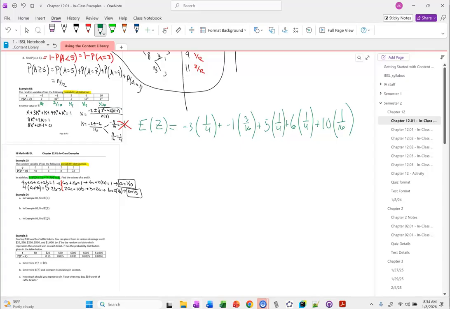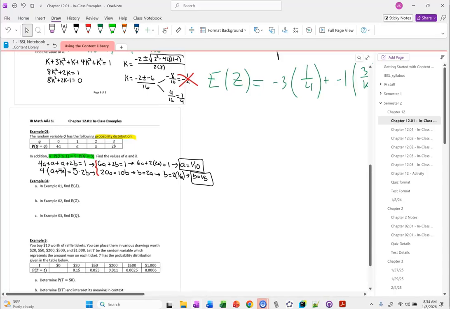And then the last one wants E of Q. So again, I'm going to come down here and plug this in. So I have 4/10, 1/10, 1/10, and then 2/5. Pretty good.